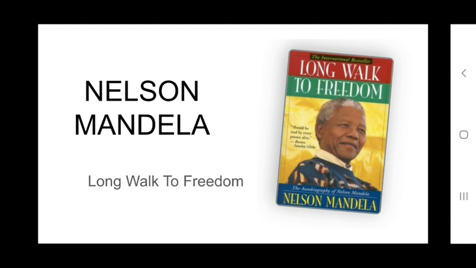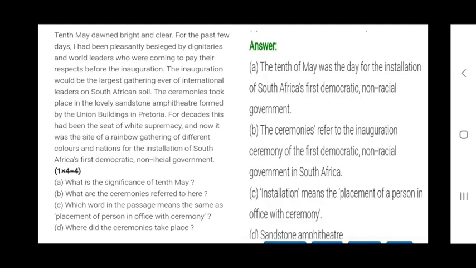We'll continue the chapter Long Walk to Freedom, an autobiography of Nelson Mandela. In the previous class, I had given you some questions, and the answers are already written here. Let's see. What is the significance of 10th May? 10th May is the day when South Africa got its freedom. So, what answer will you write down? The 10th of May was the day for the installation of South Africa's first democratic non-racial government.